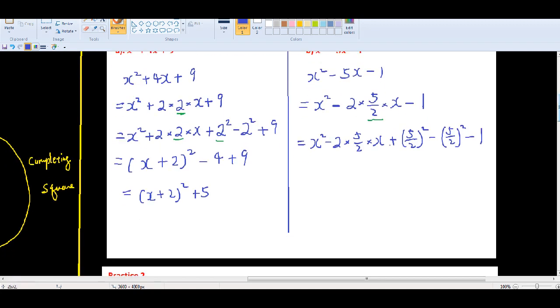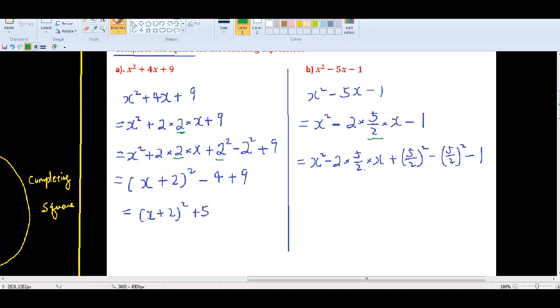The first three terms will be a complete square in terms of this, and the last two terms are like this. You might use your calculator: that's minus 25 over 4 minus 1, so that would be minus 29 over 4. So here's what we've got for our second question.